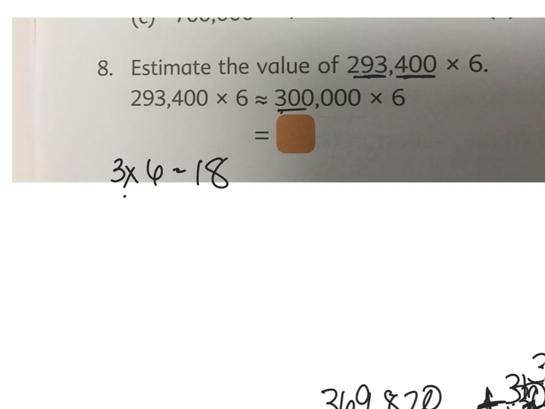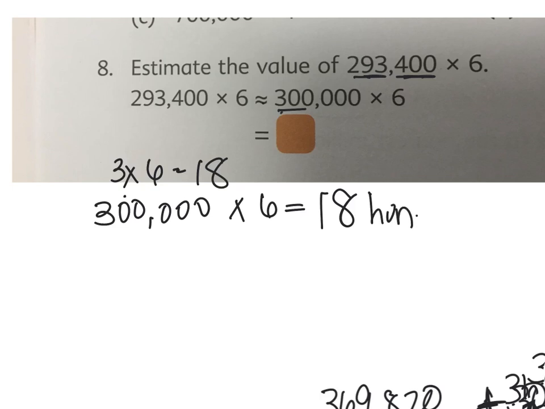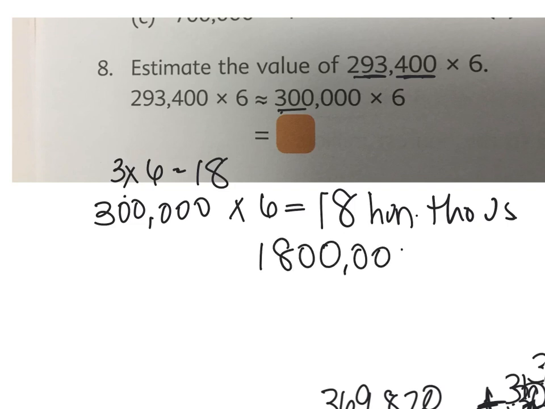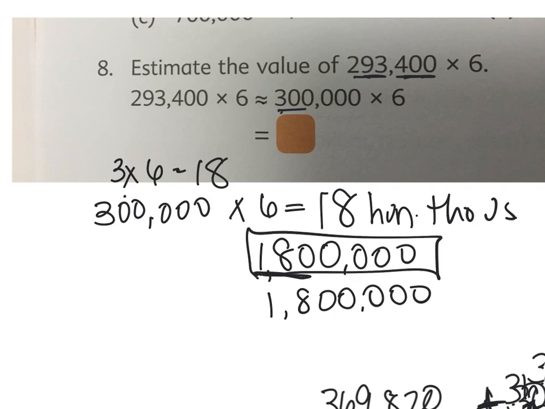If we have 300,000 times 6, we're going to have 1,800,000. If I write it in number form, 1,800,000. Now, I can make a comma here, and instead of saying 1800,000, I could say 1,800,000. But for today's sake, we are saying 1800,000.